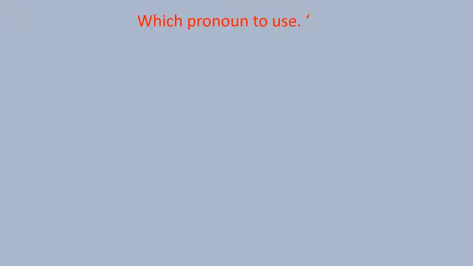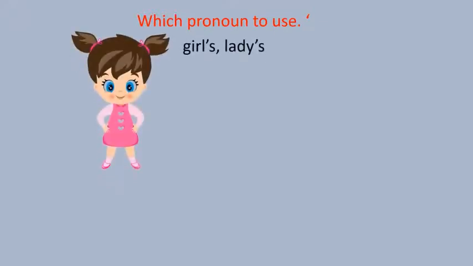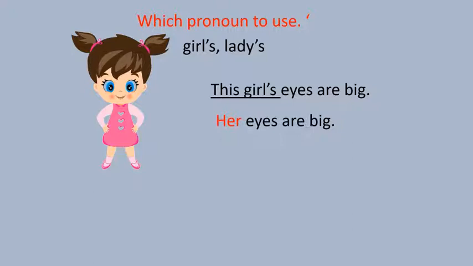Now which pronoun to use? I have just taught you. Girls or ladies. This girl's eyes are big. Here there is an apostrophe for the word girl, so it becomes girl's. So in place of this girl's, you cannot only take girl's, you have to take the word this as well as the word girl. You have to use the pronoun her. Her eyes are big. You cannot write she eyes are big.